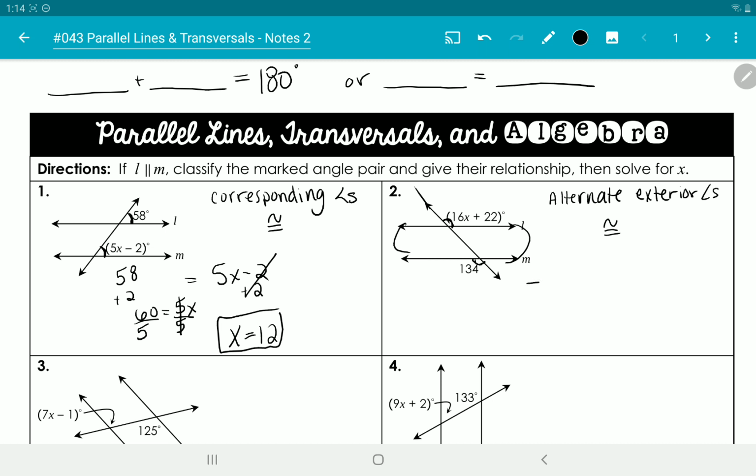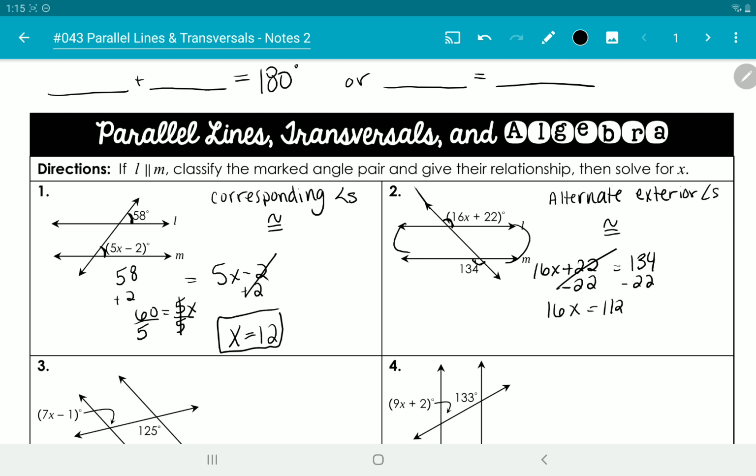So again, we're going to have this blank equals blank. So we'll go ahead and copy them all out. So we got 16x plus 22 is the first one. And then we have 134 degrees is the second one. And then we just solve for x. So we'll get rid of the part that's on the same side of x that doesn't have the variable x. So we'll subtract 22. So that's going to give us 16x, those cancel out, is equal to 112.